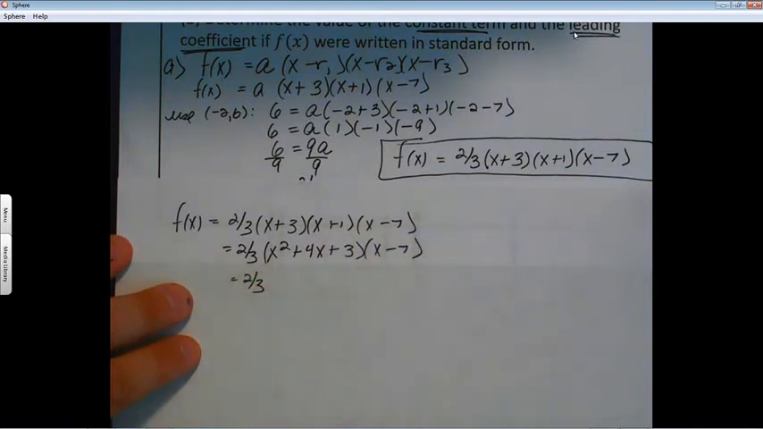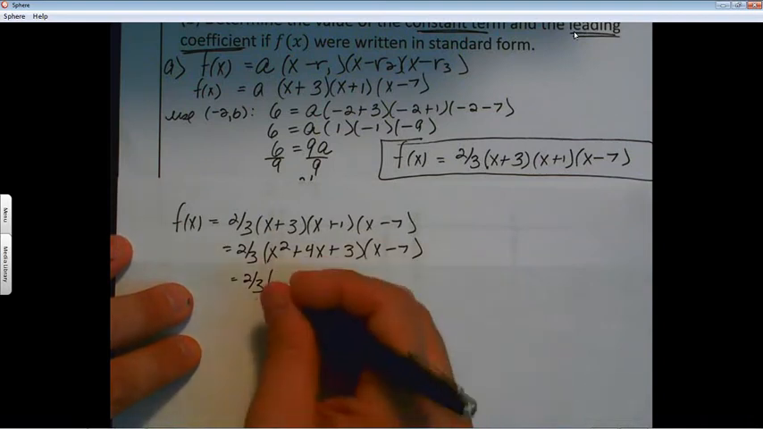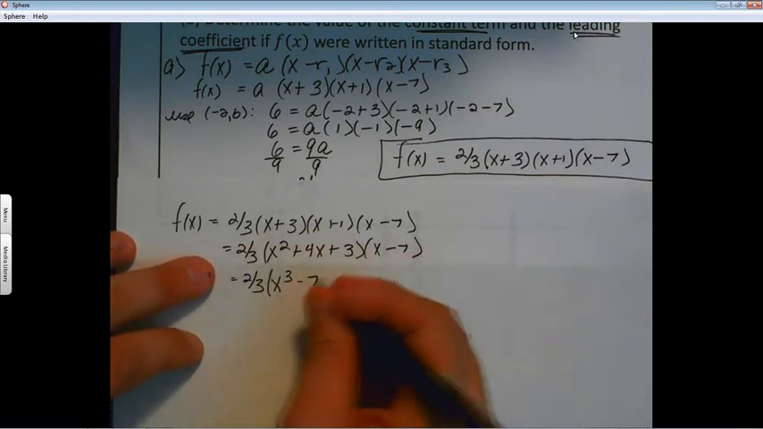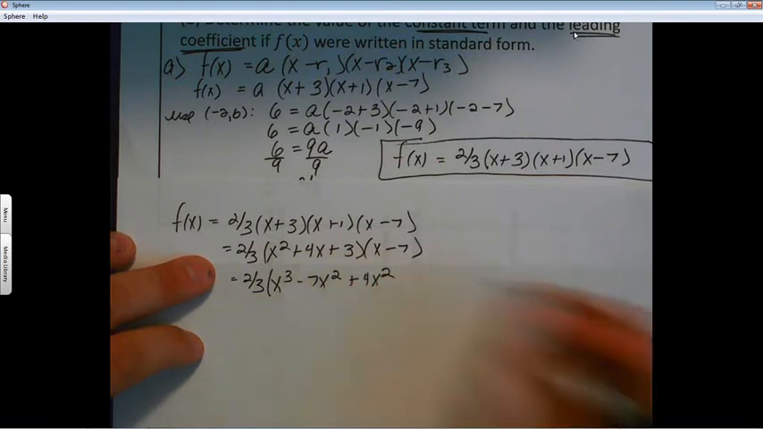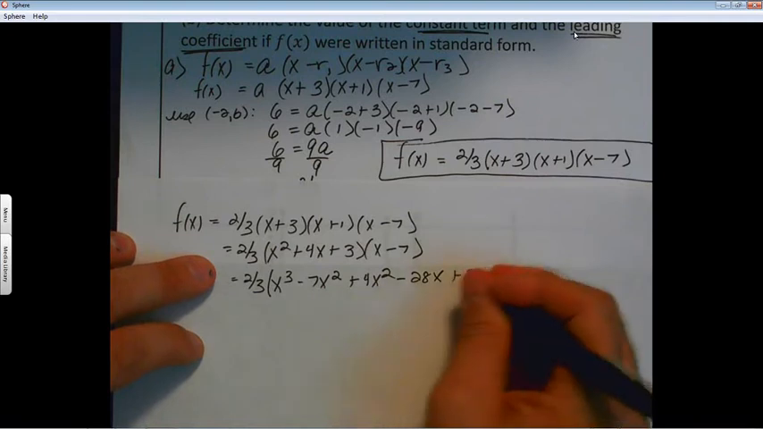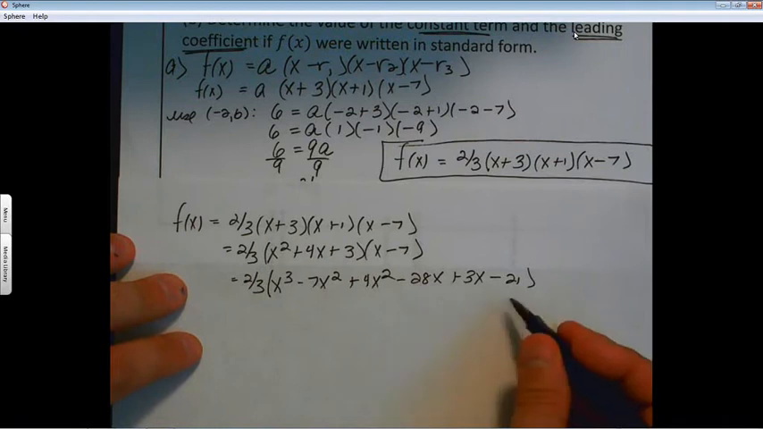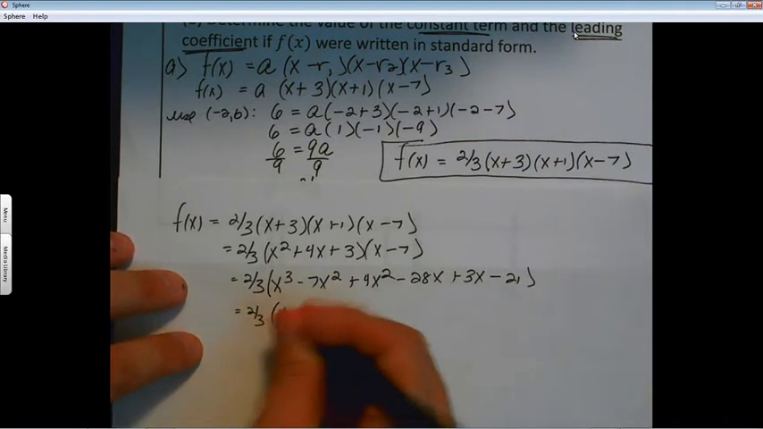Let's keep going. I'll multiply by the 2/3 last. X squared times x is x cubed. X squared times negative 7 is negative 7x squared. 4x times x is 4x squared. Then negative 28x plus 3x minus 21. You could do that with a large box if you wanted to.